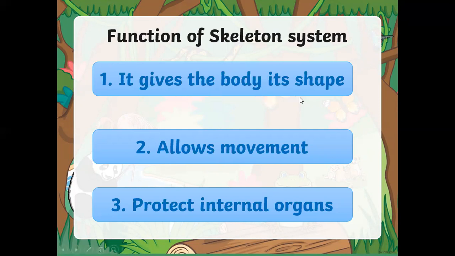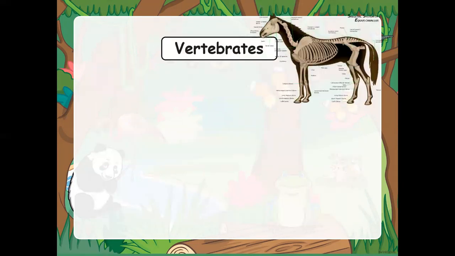Yes, I have a definite shape. All vertebrates have a definite shape in their bodies. It allows movement, a definite movement. I cannot move each and every part of my body. And it protects internal organs. If you had an accident, you have your skeleton system to protect you. That's what I mean by vertebrates: the skeleton system inside your body.